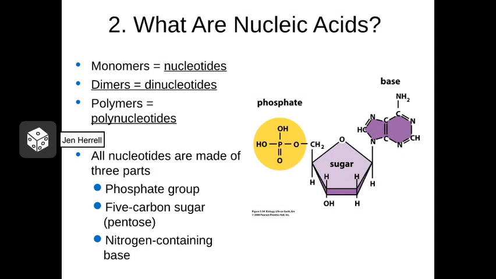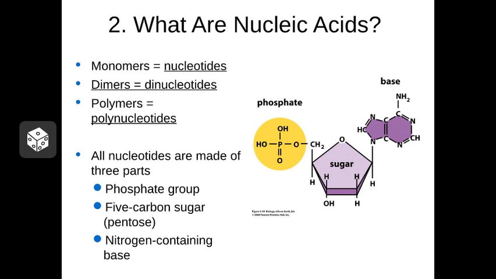Our last major category of important biomolecules are the nucleic acids. Now, maybe you've never heard of the nucleic acids before, but I know you've heard of molecules like DNA and RNA and ATP, and those are the molecules that fall into the nucleic acid category. So let's talk about them a little bit more in some more detail.